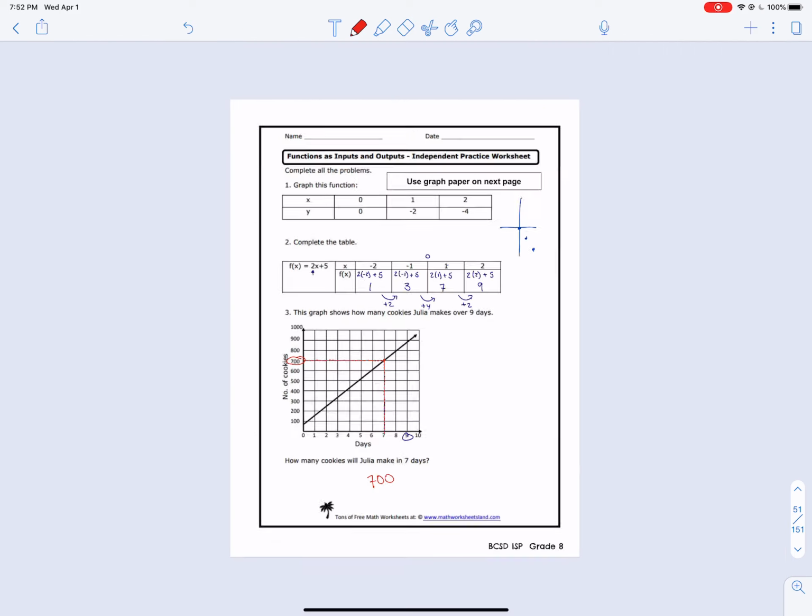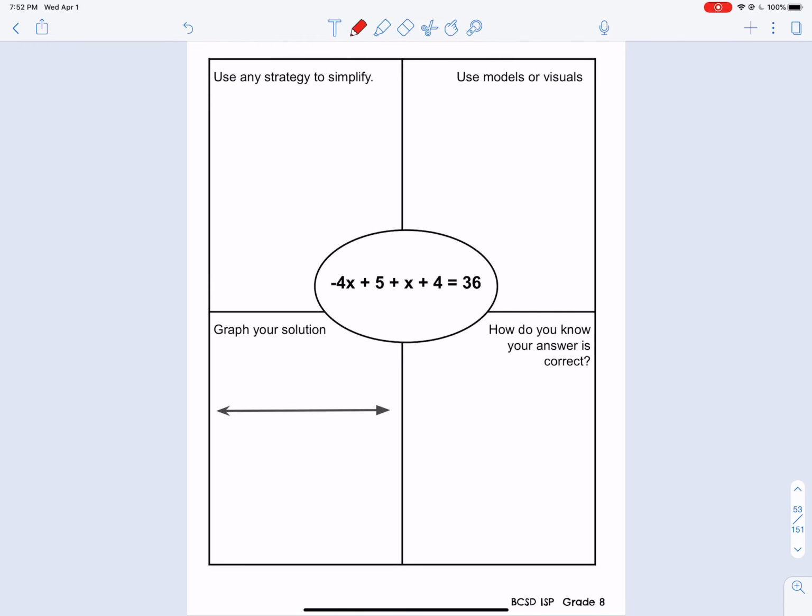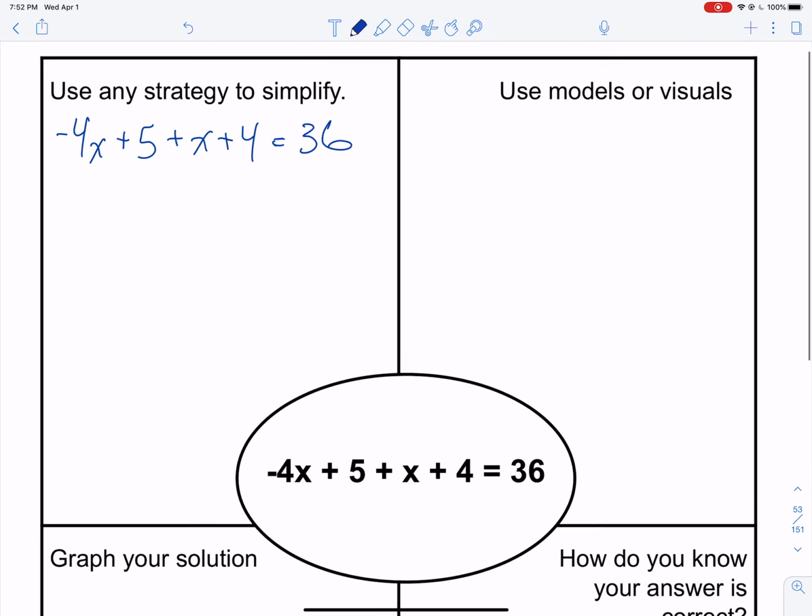Okay. And I believe we just have our last part and then we're done. So again, I'll help you solve it. Leave the rest up to you. Okay, so I'm just going to rewrite it. So negative 4x plus 5 plus x plus 4 equals 36. So just a multiple step equation.